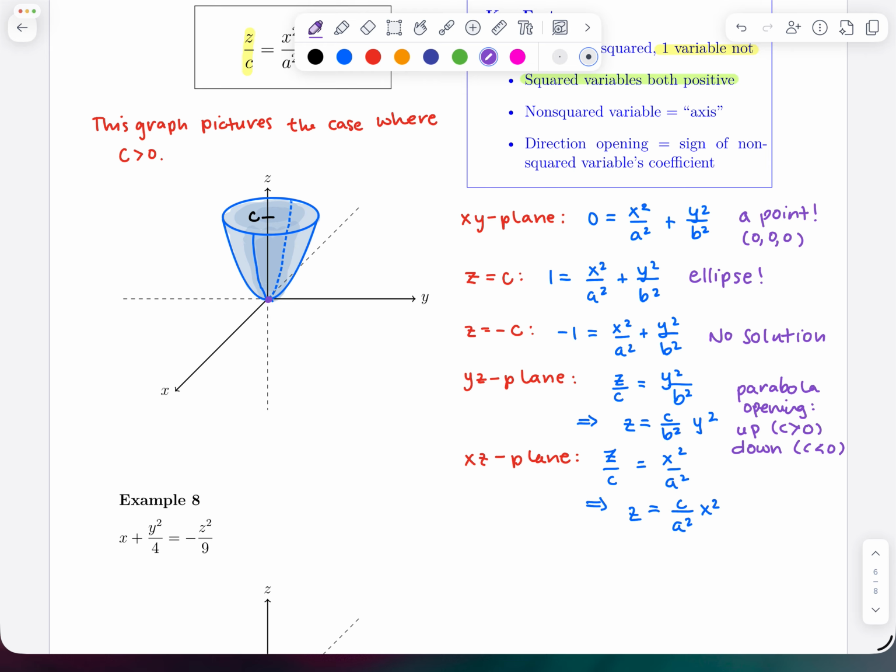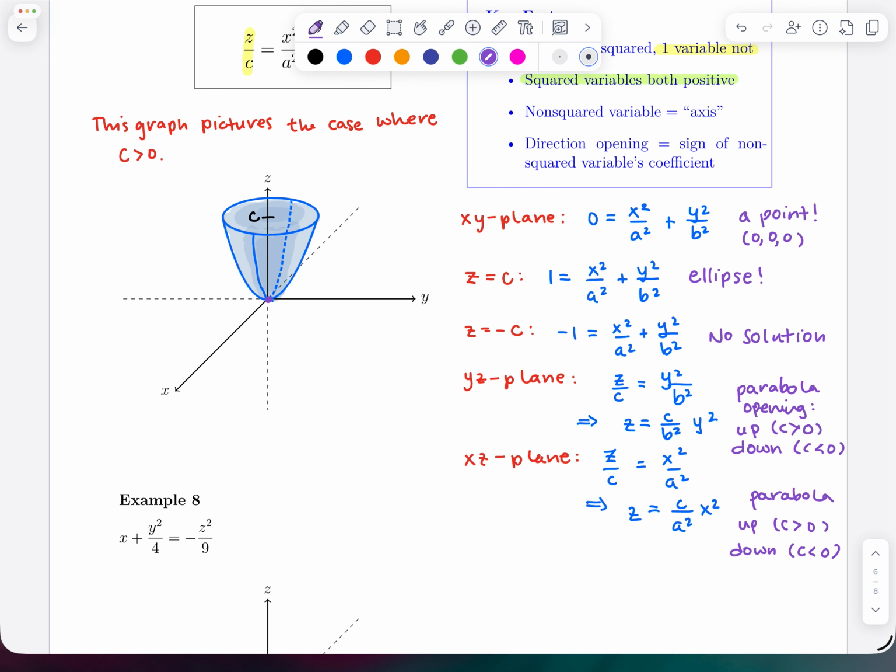Regardless of whether I'm in the xz or the yz plane, I'm getting a parabola that is opening along the z-axis. So this is a parabola. It will be up if c is greater than 0 and down if c is less than 0.